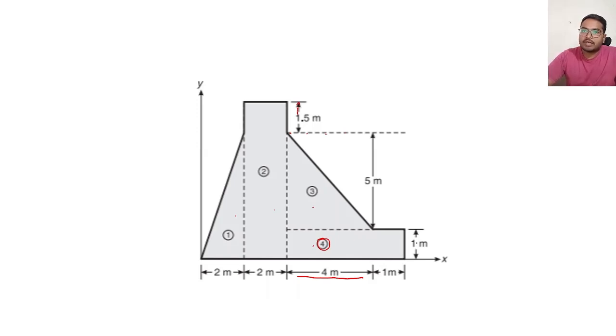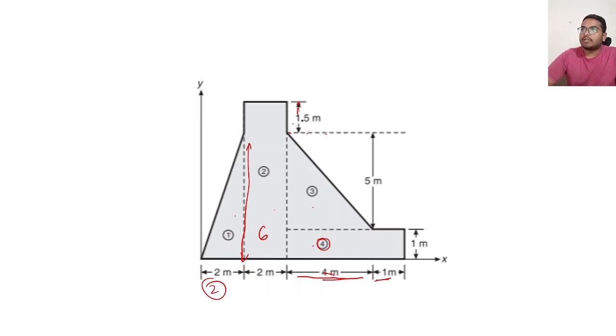Here the height of the rectangle is given as 1 meter, and the width you can calculate using 4 meters plus 1 meter, so 4 plus 1, 5 is the width. And for this one, you can use 5 meters plus 1, that is 6 meters. This is your 6 meters, and this is your height, and this is your breadth, that is 2 meters.